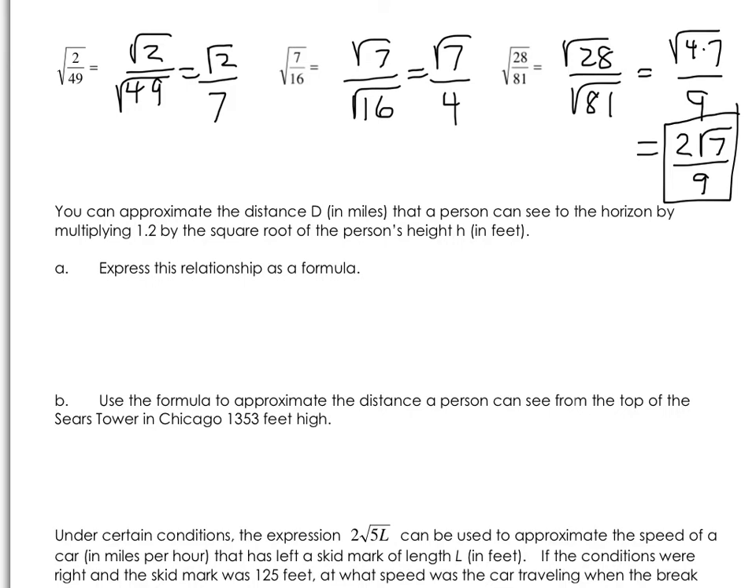There are all sorts of applications with radicals. You can approximate the distance in miles that a person can see to the horizon by multiplying 1.2 by the square root of a person's height, h, in feet. So express this relationship in a formula. The distance that a person can see can be found by multiplying 1.2 times the square root of the person's height in feet.